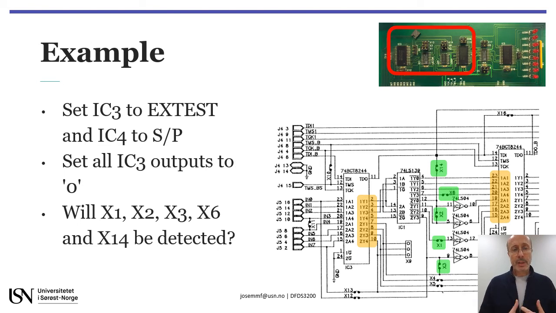You may now consider this example, which I will not explain here, since I want you to think and try to answer by yourself. How many of these faults will be detected if you set all the outputs of IC3 to 0? Assume that only one fault is present at each time, and notice that you will need to know how the test vector driven at the outputs of IC3 propagates through IC1 and IC2.